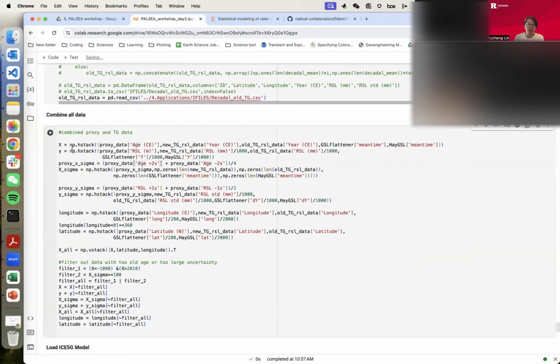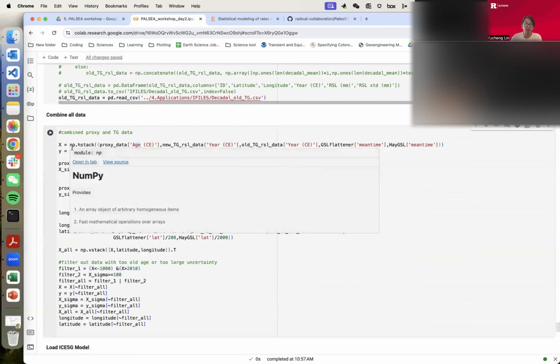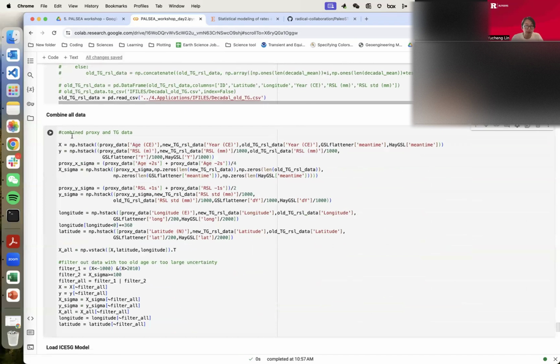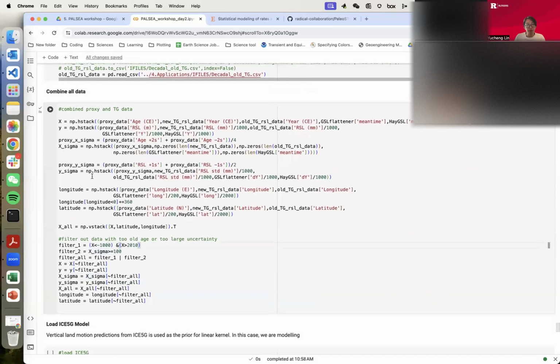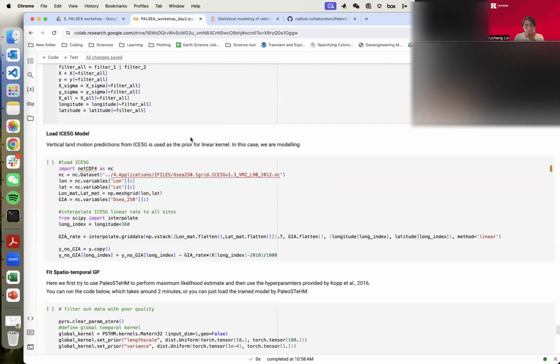And then we have a lot of data: we have proxy, tide gauge, old tide gauge, and the global mean sea level reconstruction by Hay 2016. We have the flattener, so we combine them together and try to filter out any data that would have really large uncertainty in their temporal resolution. So this is what we do here. I want to show you how the flattener and global mean sea level look as data.